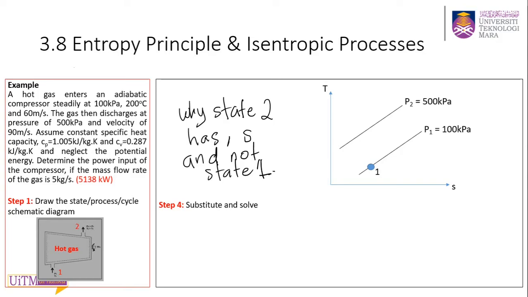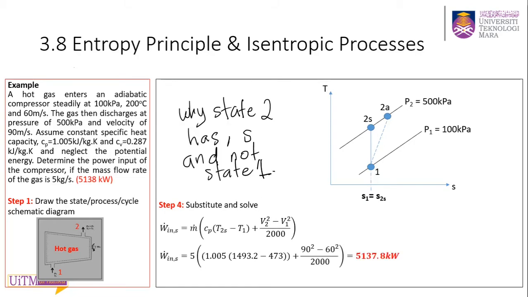Knowing that the process is an isentropic process, we can draw a straight line and then plot and label state 2s at the high pressure line. If the question involves an actual process, we can draw the actual process line and label it as state 2a. For step 4, substitute and solve the question to find the ideal work input for the compressor.